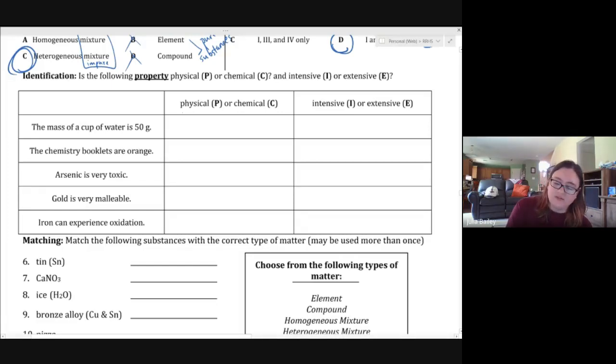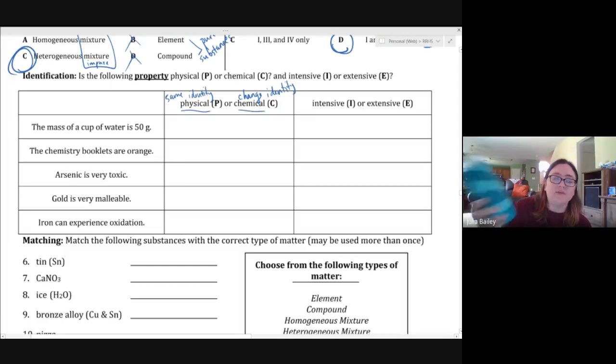When we're talking physical and chemical properties, remember physical properties, when you observe them, the identity stays the same. Chemical properties, when you observe them, to observe the property, you have to change the identity of the thing. So keep that in mind.